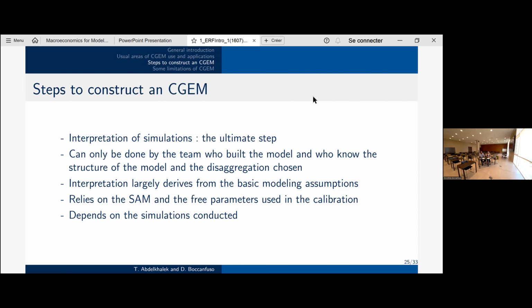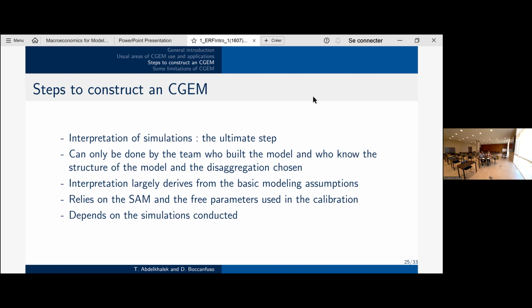This is why we construct a model. We have to write a story to interpret that simulation. And only the team who built the model generally can interpret the result of the model, because there is a disaggregation, there is a behavior, there is data, there is a SAM, there is a calibration, and the team has to interpret the results.